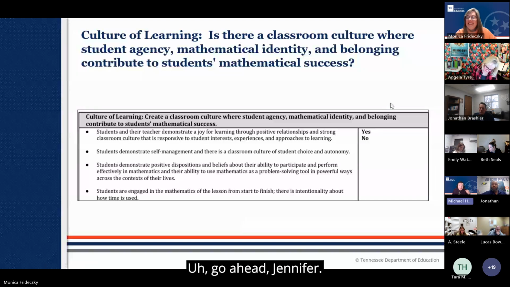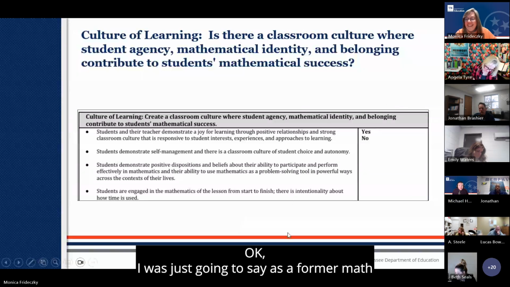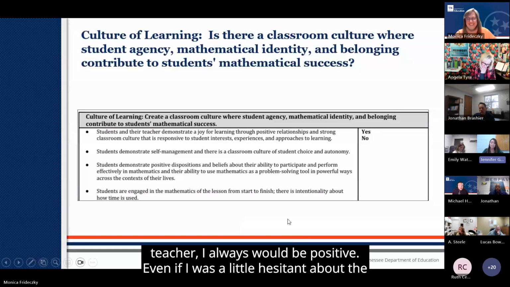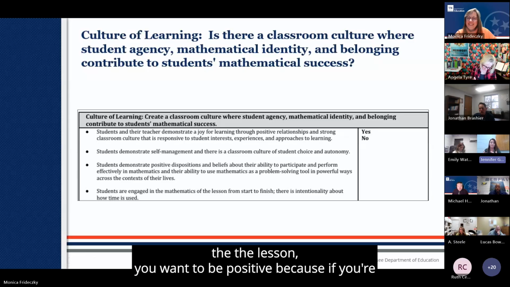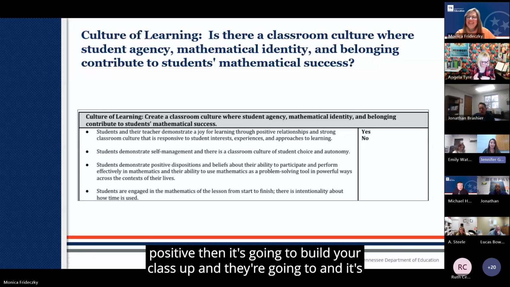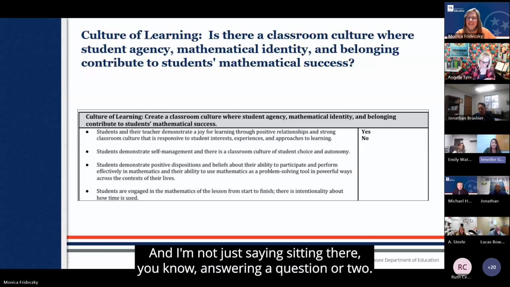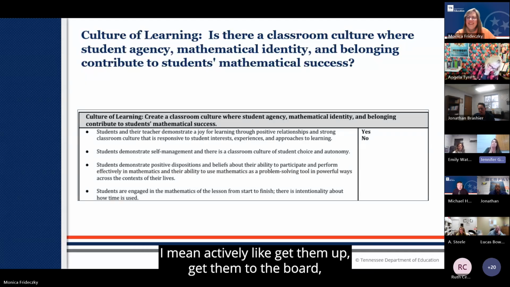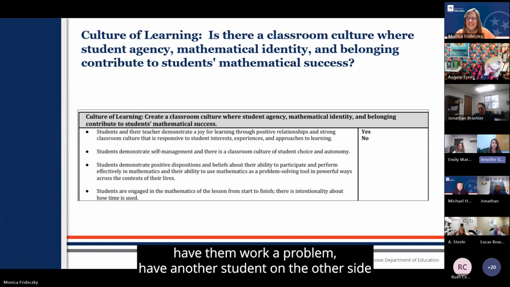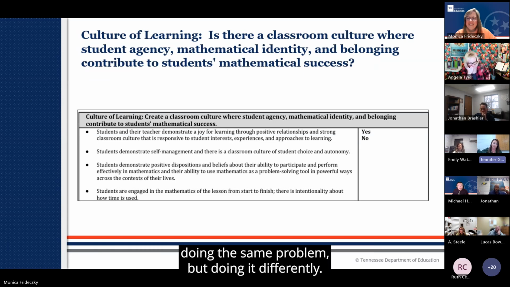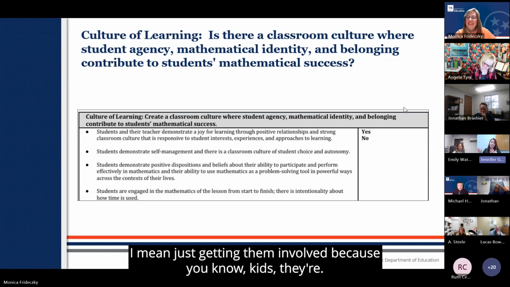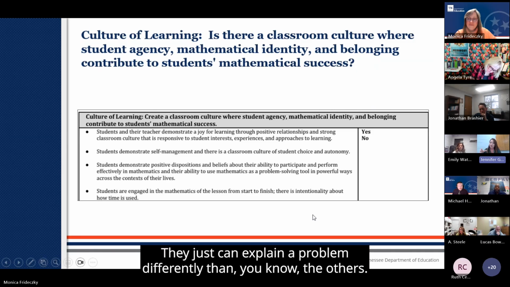Go ahead, Jennifer. Okay, I was just going to say, as a former math teacher, I always would be positive, even if I was a little hesitant about the lesson. You want to be positive, because if you're positive, then it's going to build your class up, and they're actively engaged. And I'm not just saying sitting there, answering a question or two. I mean actively, like get them up, get them to the board, have them work a problem, have another student on the other side doing the same problem, but doing it differently. Kids can explain a problem differently than the others.